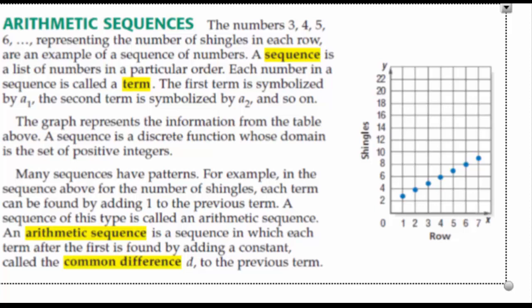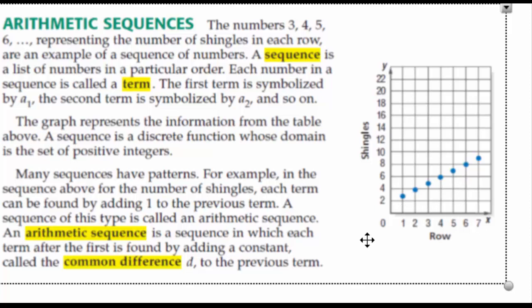We can see the numbers there, 3, 4, 5, 6, all representing the number of shingles in a single row. A sequence is just a list of numbers in a particular order, and each one of those numbers we call a term. Notice, if we look over here, our first term, term 1, is 3. Term 2 is 4, and so on and so forth.